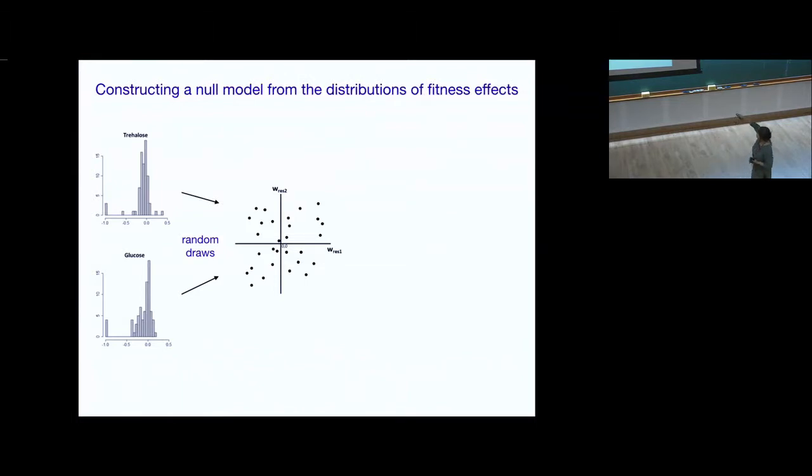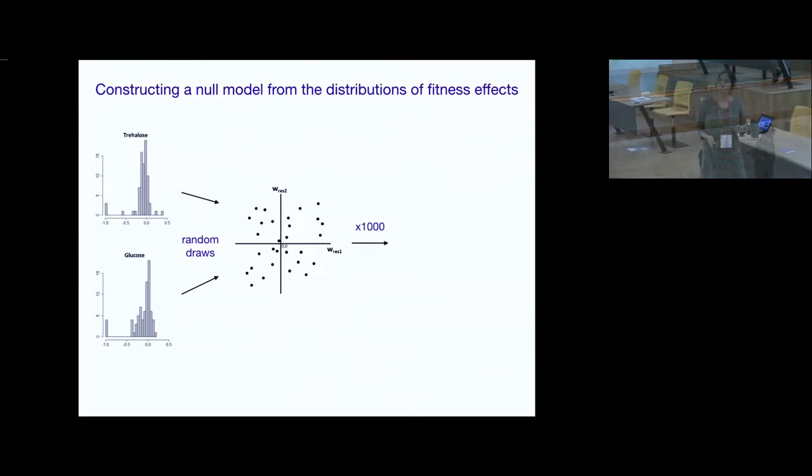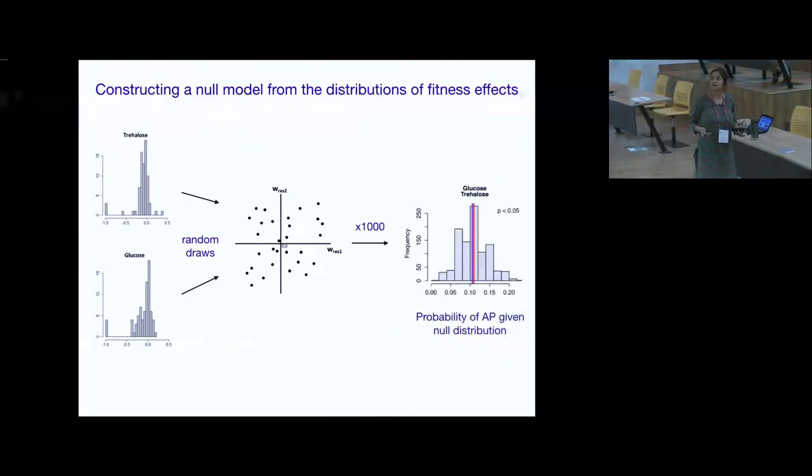So then we generate a null distribution like this, repeat that a bunch of times, and we get a distribution of the probability of antagonistic pleiotropy in such null distributions, right, the 1,000 null distributions we get. And where does our observed probability of antagonistic pleiotropy lie? Yes?